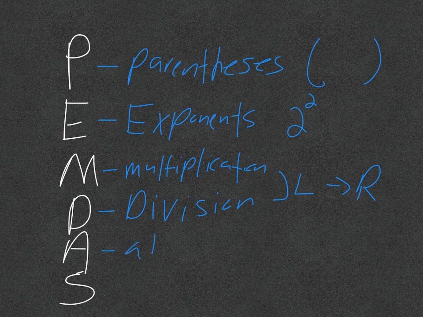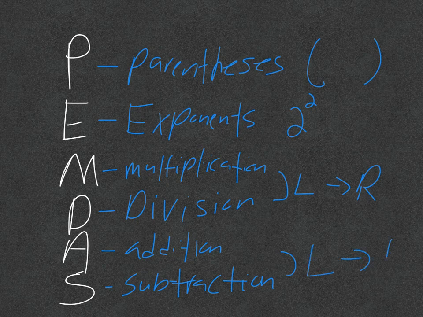And then we've got addition and subtraction. And these two are also left to right. So we do our multiplication and division left to right, and our addition and subtraction left to right. And this is just a brief overview of the order of operations, and in the next video, we'll look at an example that has all these different things and see how we would evaluate it.